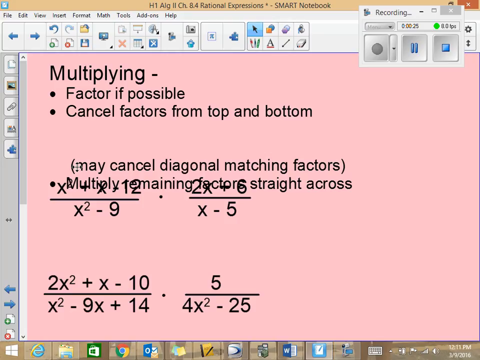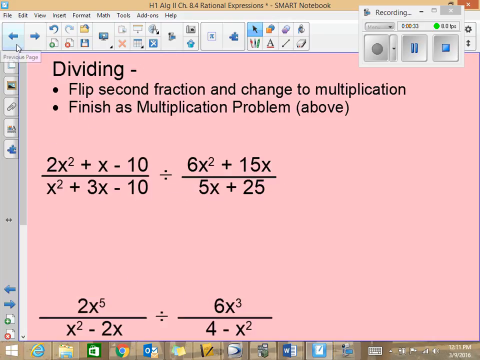Do you guys have that space in between yours? Yeah. Oh, fix that. Yeah.